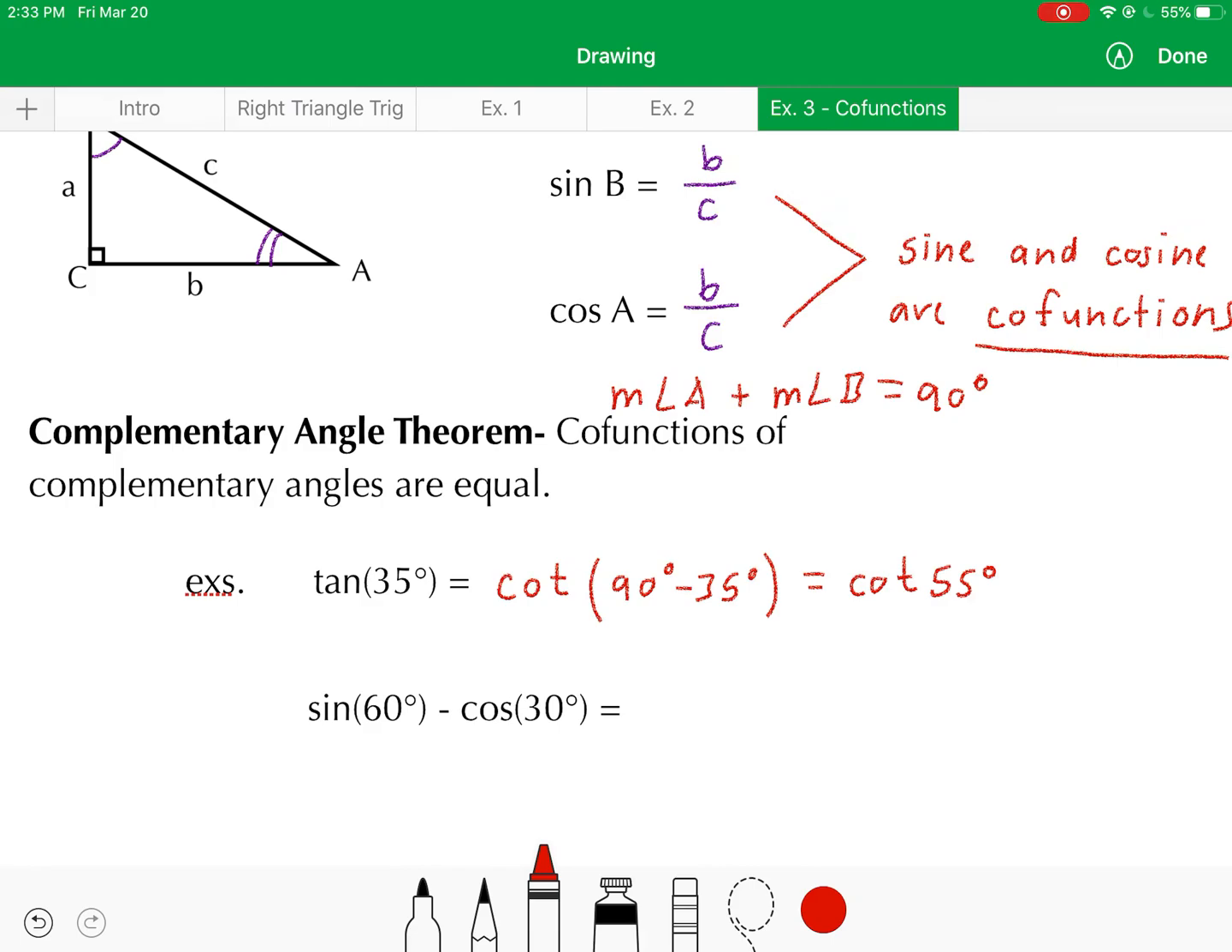Applying the same theorem, if I have sine of 60 degrees minus cosine of 60 degrees, there's a couple ways you could look at it. Sine and cosine are cofunctions of each other, and I'm noticing the angles that I'm working with, those are complementary, right? 60 degrees and 30. So one way of looking at this is that cosine of 30 degrees is also sine of 60. And of course, sine of 60 subtracted by itself then would be 0. Okay.